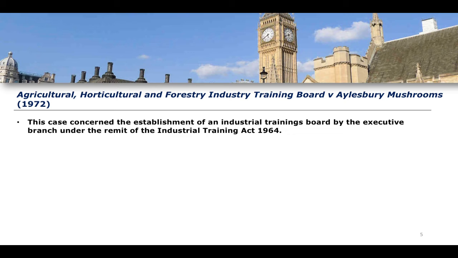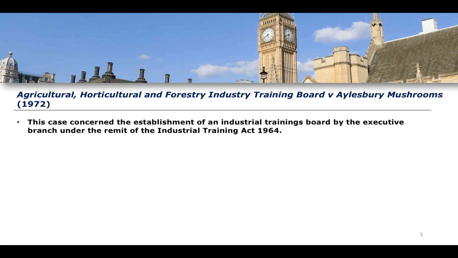This was established under the executive branch, under the remit of the Industrial Training Act of 1964. So the Industrial Training Act of 1964 is the parliamentary legislation that gives the executive branch certain authorities for the establishment of industrial training boards.